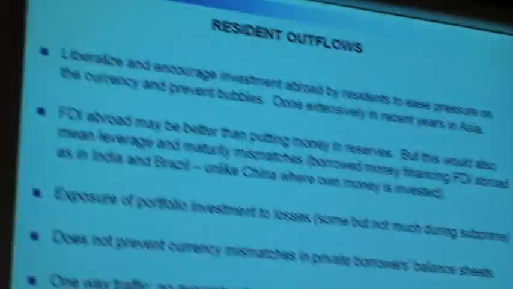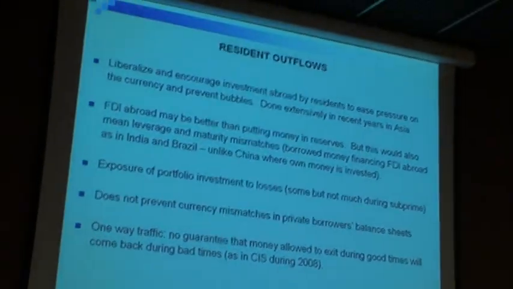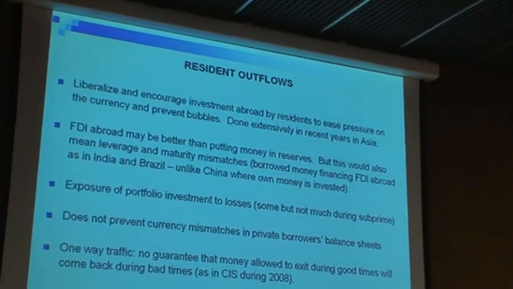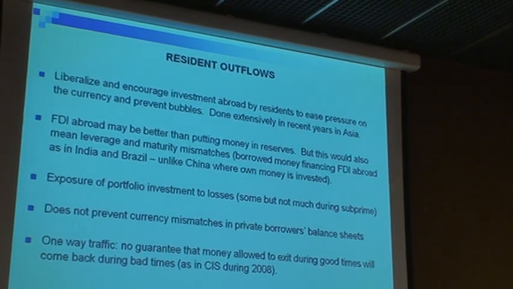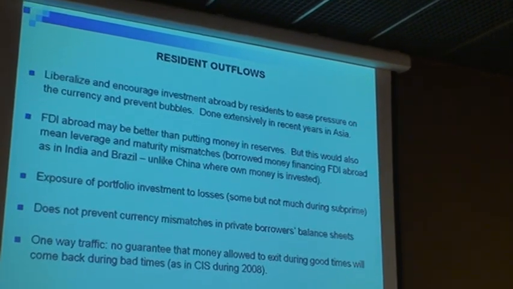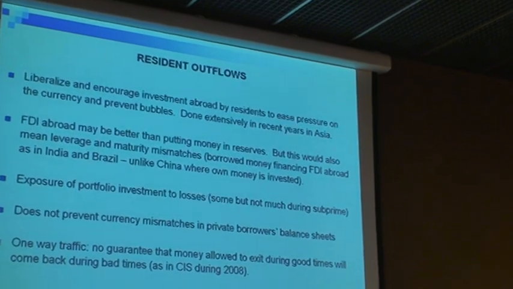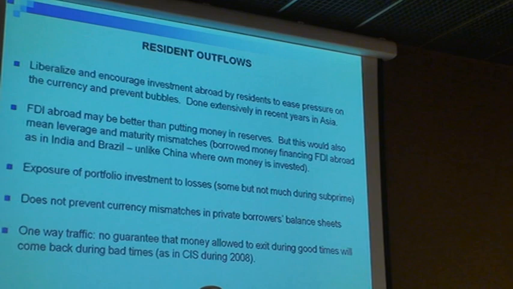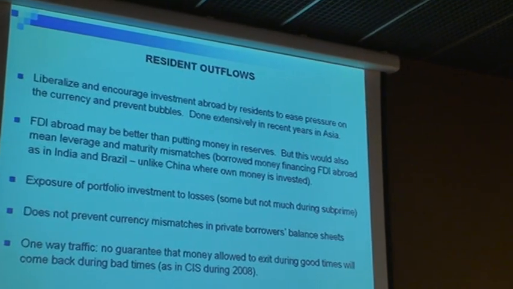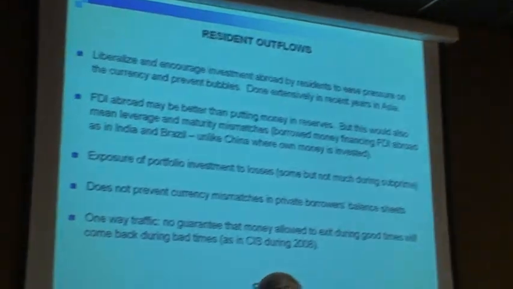So, the second option, which countries in Asia used and some are using today: if money is coming in, you can allow your residents to take it out. Allow residents, even encourage them, to take the money out and make investments. What we call liberalization of outward capital movement, acquisition of foreign assets. Now, of course, this may be better than intervention and reserve accumulation, particularly if you're encouraging FDI abroad, that your companies are investing abroad. China did it, India did it.